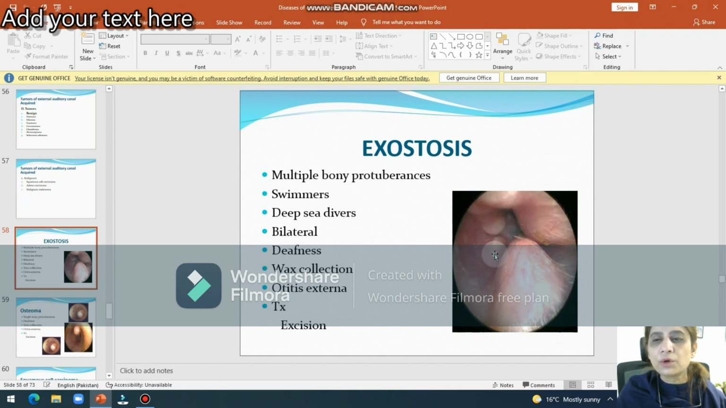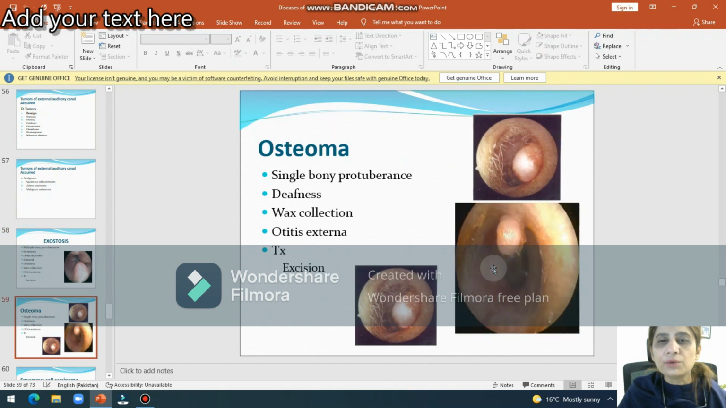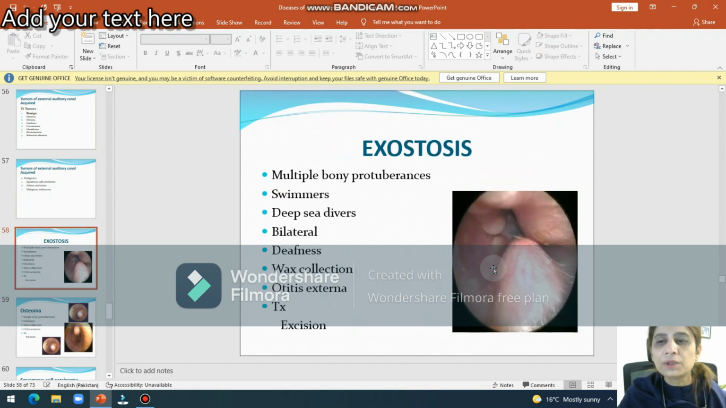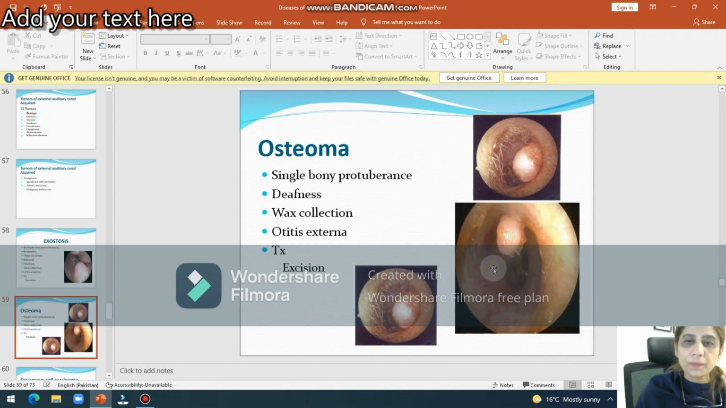So wax collection is common, and there is also formation of cholesteatoma because of accumulation of squamous epithelium. A deep meatus can lead to formation of cholesteatoma in the external auditory canal. So treatment is excision, and diagnosis can be made with the help of CT scan, where multiple protuberances are seen, and the bone is not very hard as seen in osteoma. So the diagnosis of exostosis is made by clinical examination and with the help of CT scan.